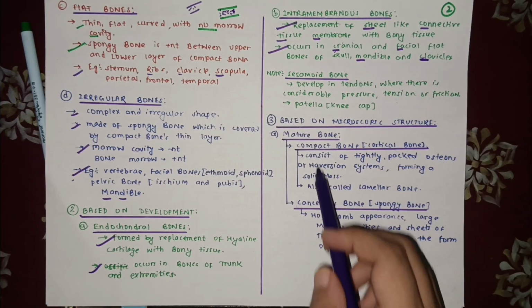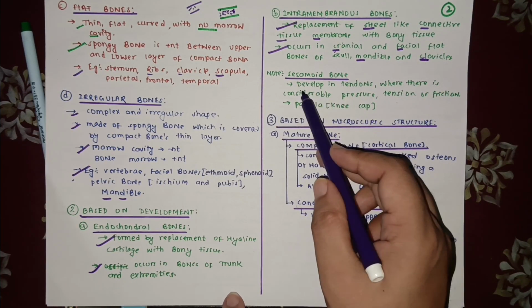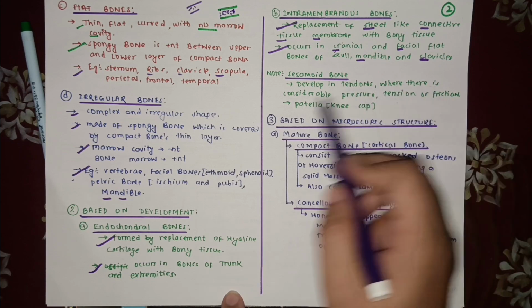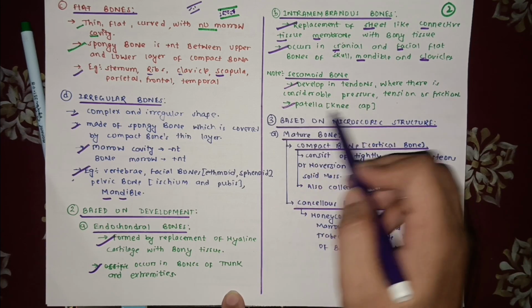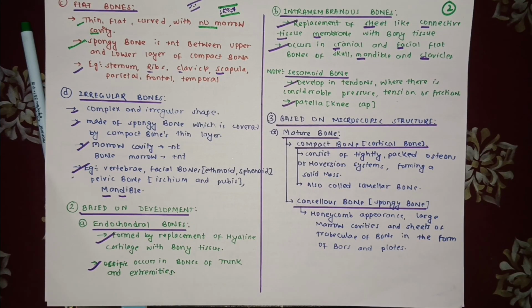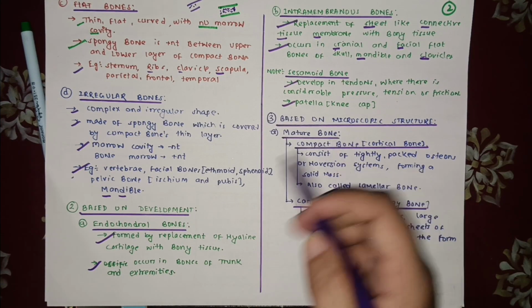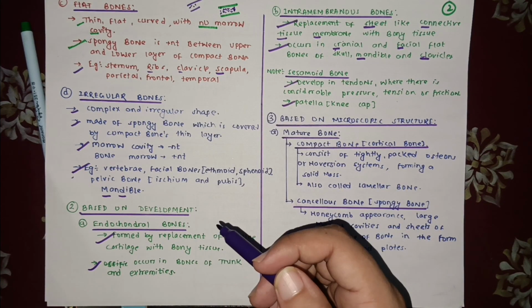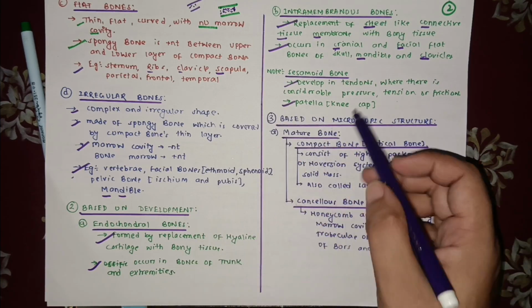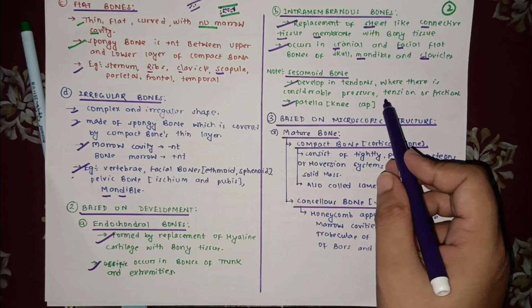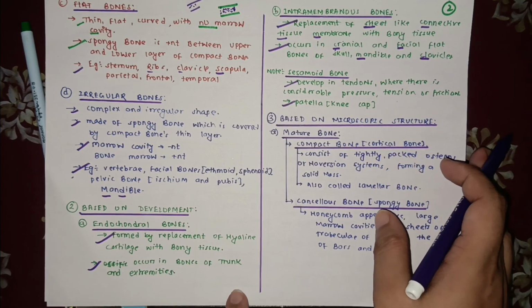Another type is the sesamoid bone, and it develops in tendons where there is considerable pressure, tension or friction. An example is the patella, and I think you know this about the sesamoid bone. The patella, or the kneecap, is a sesamoid bone. It is developed in a tendon due to the considerable pressure, tension and friction on that tendon.